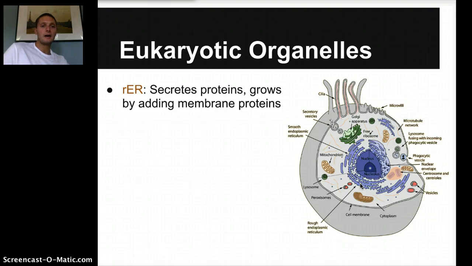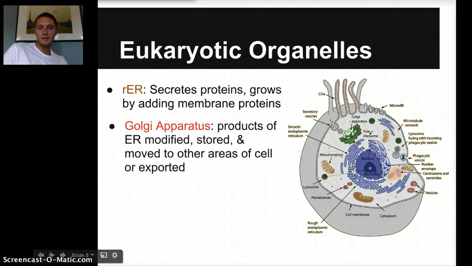You're not required by IB to know the smooth ER. Rough ER is all that you're required to know about. And the distinguishing feature between them, again, is the presence of ribosomes on the rough ER right here, and the smooth ER does not have ribosomes.